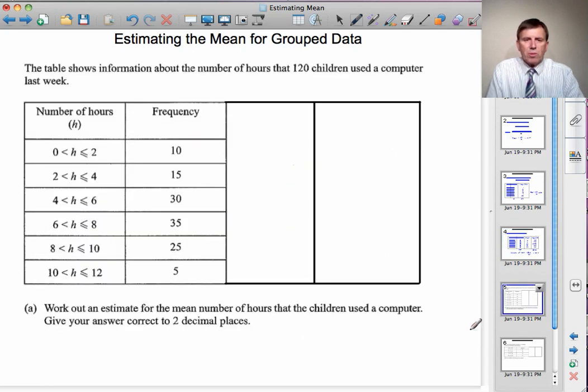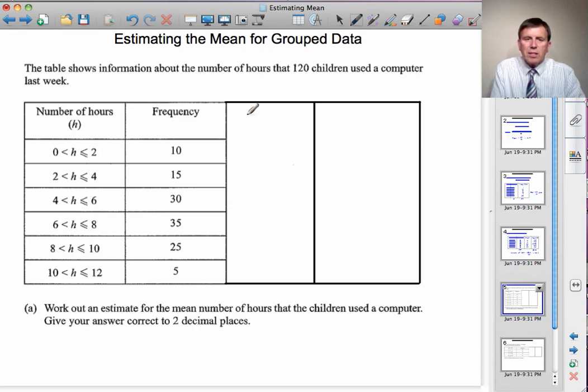Our second example, and this is an original GCSE question. The table shows information about the number of hours that 120 children used a computer last week. So we won't need to add up the frequencies on this question. We've been told they add up to 120. Work out an estimate for the mean number of hours that the children used a computer. Give your answer correct to 2 decimal places.